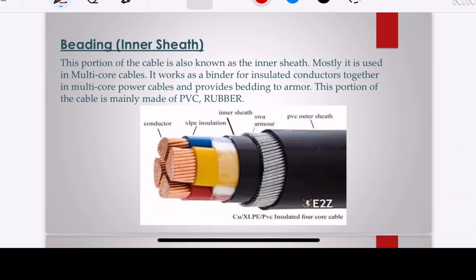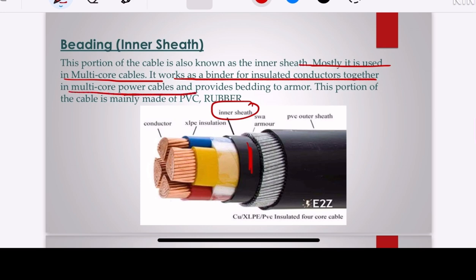Now let us move to the next part of the cable, that is the inner sheath, which is this one. The main purpose of the inner sheath is to give shape to the cable. Okay, it is the main important use of the inner sheath. Mostly it is used in multi-core cable. It works as a binder for the insulated conductors together in a multi-core power cable and provides bedding to the armor. This portion of the cable is mainly made up of PVC and rubber.